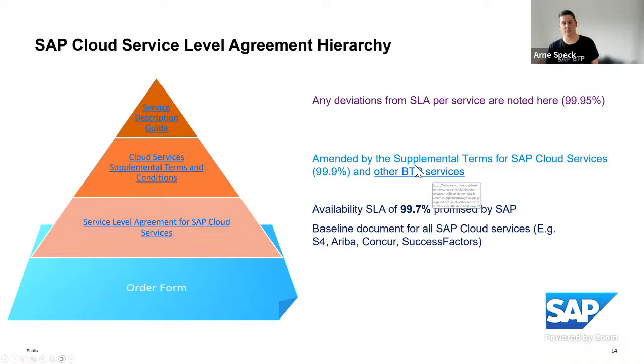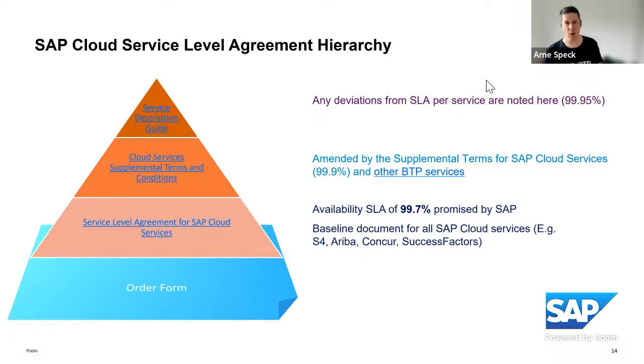overruled by additional terms of the individual solutions. And this is exactly what BTP did. So there is a supplemental terms and conditions document that states that for BTP services, the availability is 99.9%, if not overruled by another document for an individual service.